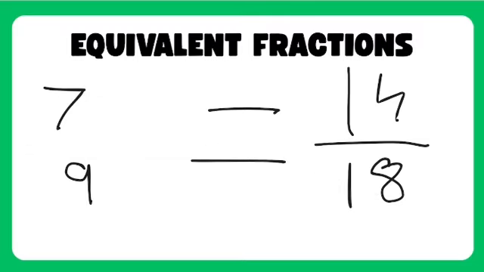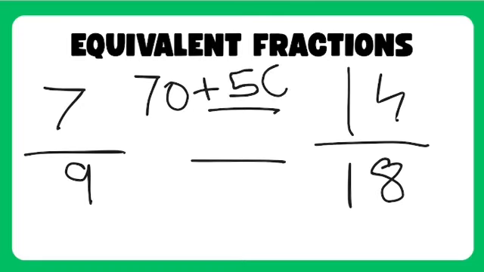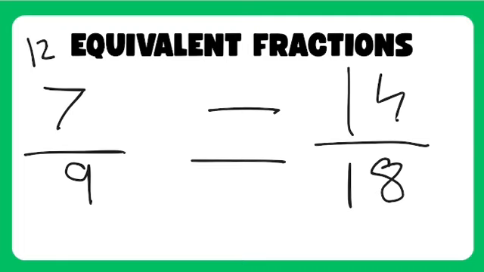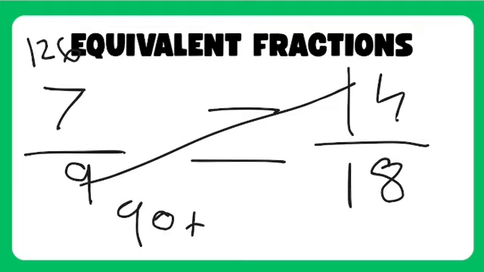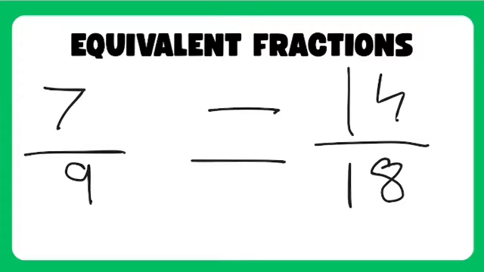Let me solve this in my head. 7 times 10 is 70, and 7 times 8 will be 56. So 126. That's what you get. I'll note that here. And now we will do this. 9 times 10 is 90 plus 36. Yep, that's also 126. So they both are equal to each other. 126 is equal to 126. So these two fractions are equal to each other.